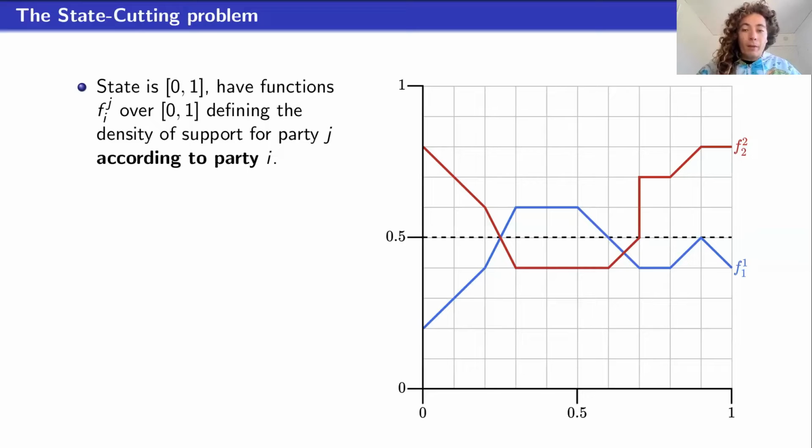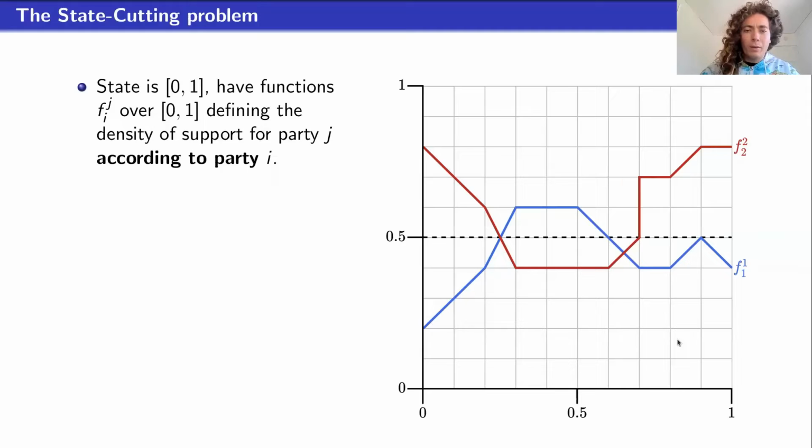Okay, so we have these measurable density functions, f_ij, defining the support of party j according to party i. So in this little plot on the right, on the x-axis is the state, and on the y-axis is the density of support for some party. So for example, at 0.5, the blue party thinks it has 60% of the support in that region of the state, and according to the red party, they have 40% of support in that region of the state. So I'm plotting what the blue party thinks they have and what the red party thinks they have.